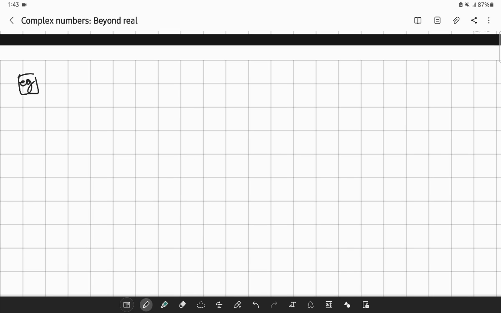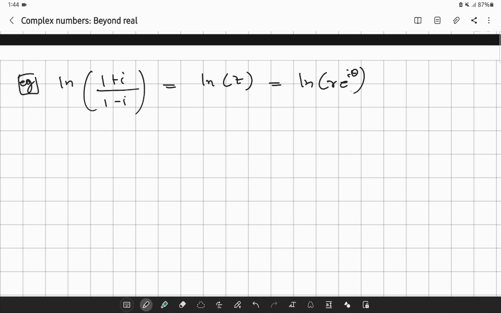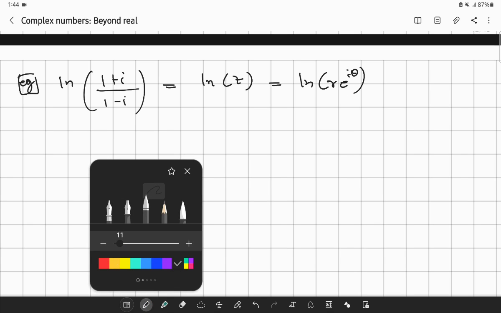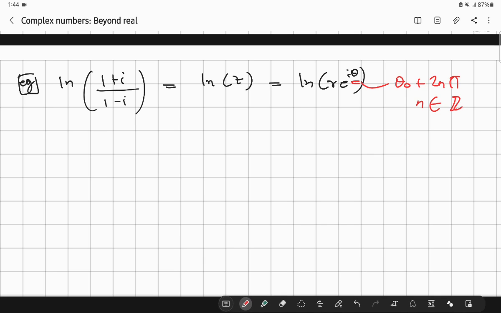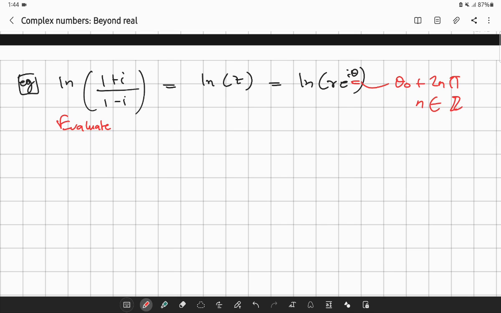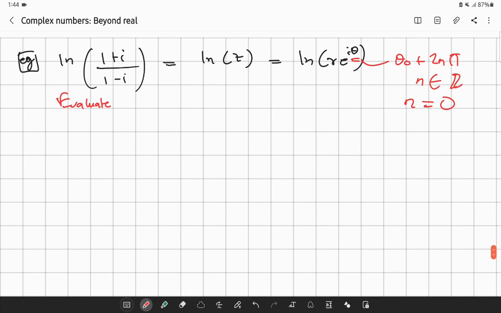Okay, this one is asking you to find ln of (1 plus i) over (1 minus i). Okay, so let's do this. First, if I want to find the ln of a complex number, what do I do? Obviously, I convert it to polar coordinates, r e raised to i theta. But I should remember that this theta can be theta naught plus 2n pi, where n belongs to an integer. But usually, if you're just asked to find one value, just evaluate this. If you're asked to evaluate this and not list the most general form, you can just take n equals 0. That's fine.